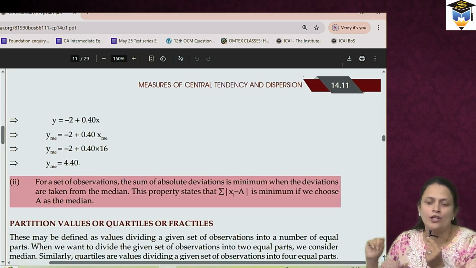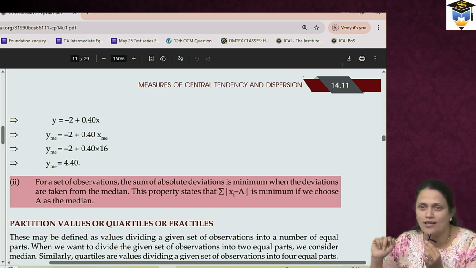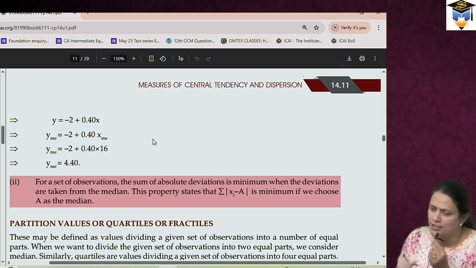Second property: for a set of observations, the sum of absolute deviations is minimum when deviations are taken from the median. That means the summation of absolute value of xi minus a is minimum if we choose a as the median. So here the summation does not come to be equal to 0. What is the meaning of this? Can anybody tell me? Summation of absolute xi minus a. You have to take just the value and not the sign. Absolute value.